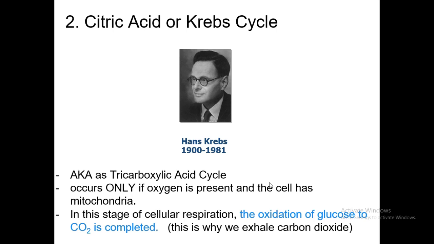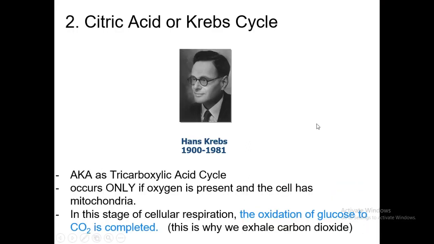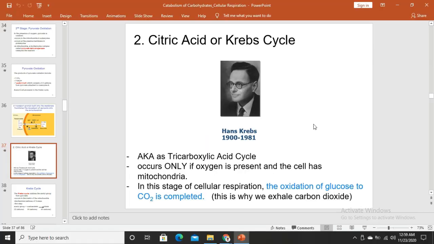Now we are at stage 3, which is the Krebs cycle proper, or the citric acid cycle, or the tricarboxylic acid cycle. By the way, the person who discovered the Krebs cycle is Hans Krebs. Yeah, you have to blame him for discovering the Krebs cycle. That's why we have the Krebs cycle now, because he discovered it. But because of him, the knowledge of biochemistry really accelerated thanks to the discovery of this pathway. In this stage of cellular respiration, the oxidation of glucose to carbon dioxide is completed. This is why we exhale carbon dioxide.